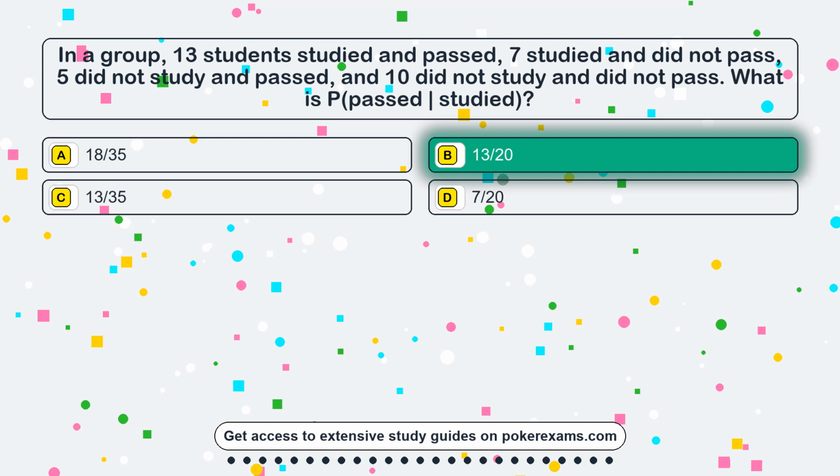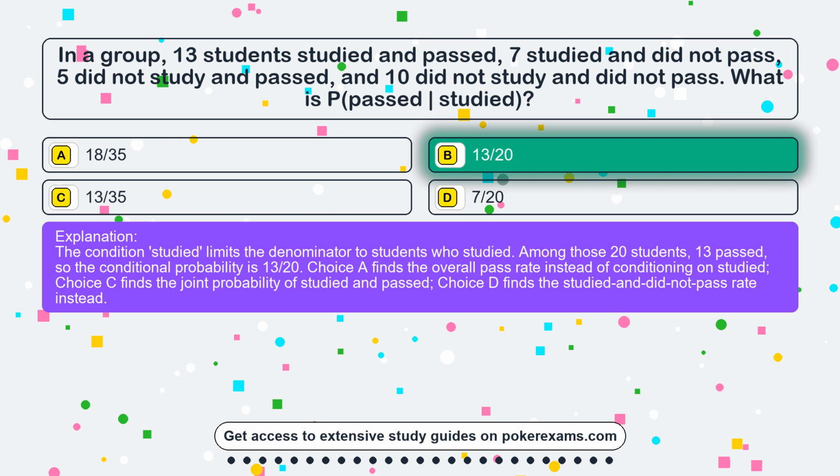The correct answer is option B, 13/20. The condition studied limits the denominator to students who studied. Among those 20 students, 13 passed, so the conditional probability is 13/20. Choice A finds the overall pass rate instead of conditioning on studied. Choice C finds the joint probability of studied and passed. Choice D finds the studied and did-not-pass rate instead.